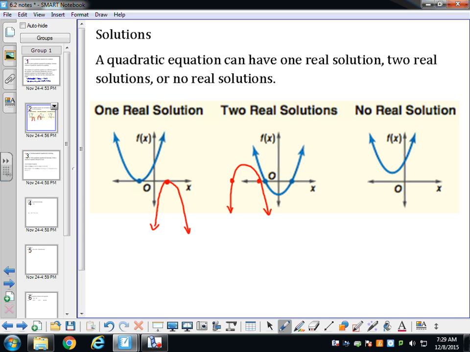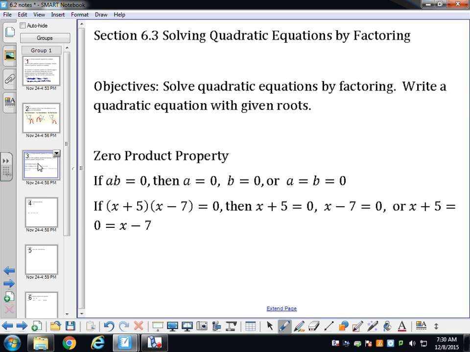Or you could have no solutions, which is fine. No real solutions. Basically, my curve never cuts through my x-axis. Nothing wrong with that. Now, since using the graph you just have to estimate the best answer, we will not be solving by graphing a whole lot. The next method we're going to take a look at is factoring.